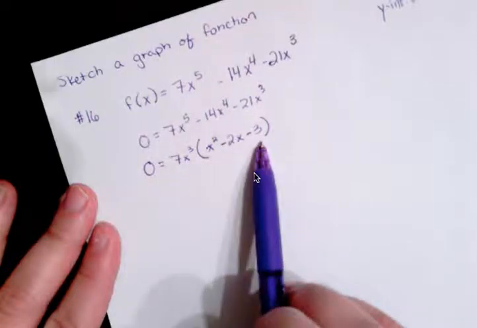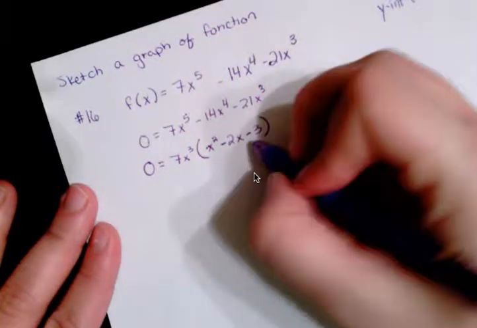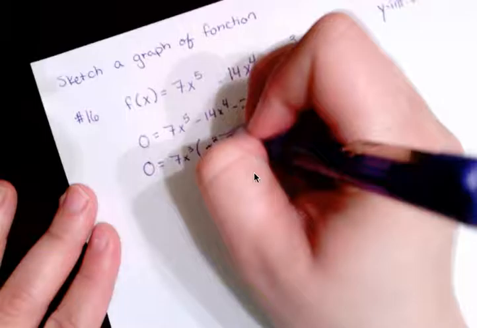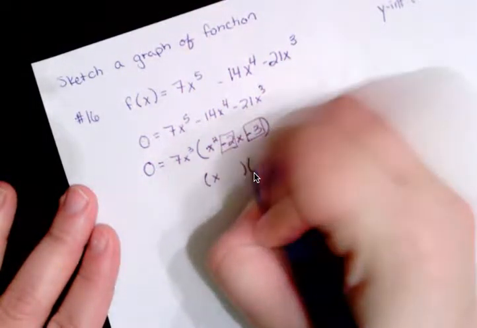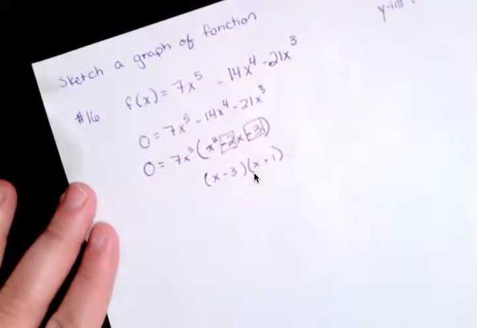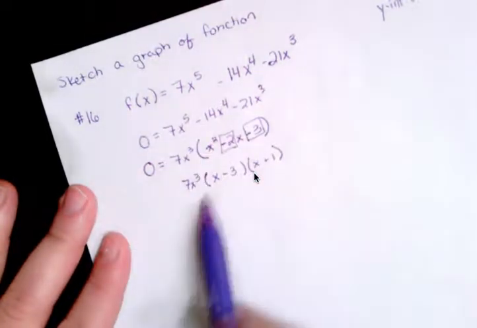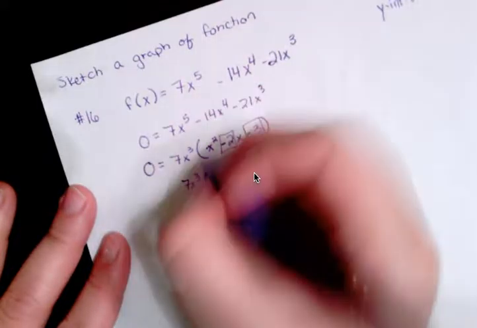And this is a quadratic. So now I can factor this like I would normally factor a quadratic. So I want to think of what multiplies up to negative 3 but adds up to negative 2. Well, that'll be negative 3 and positive 1. So when you factor that, you're actually going to end up with x minus 3, x plus 1, and then all of that is still times 7x cubed.